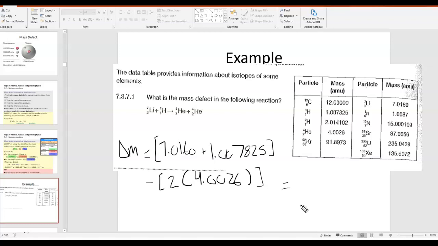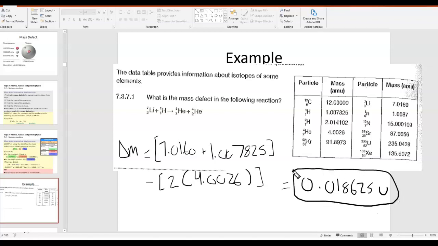When you're doing these calculations, do keep in mind that you don't want to round until the very end of the problem, because mass defects are so tiny. If you round too early, you could completely destroy your number, because it might be too small to see. By doing this calculation, we find a mass defect of 0.018625 u, and that is our mass defect for this nuclear reaction equation.